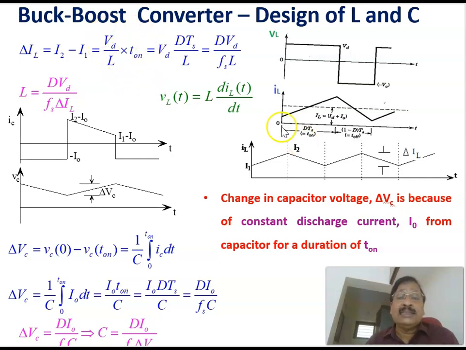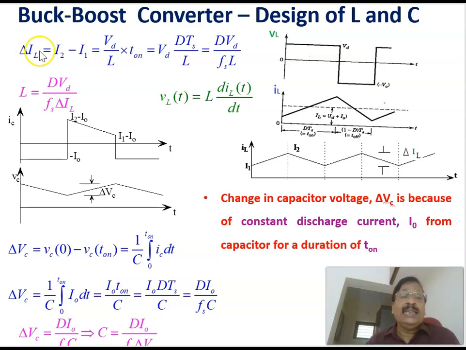This is the change in current, I2 minus I1, or delta IL, given by VD by L into T on. Substituting T on equal to D Ts, we get VD into D Ts divided by L, and Ts equal to 1 by Fs. Therefore, D VD divided by Fs into L, where Fs is the switching frequency, D is the duty cycle, Vd is the input voltage, and L is the inductance.